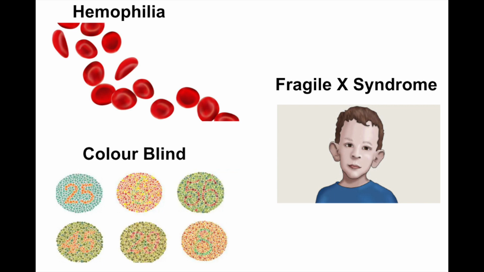Here are 3 examples of X-linked disorders. Hemophilia A is a disorder which affects the factor VIII clotting protein. Fragile X syndrome is characterized by a range of developmental problems ranging from learning disabilities to cognitive impairment. Finally, red-green color blindness involves limited or complete loss of function in the red and green cone photopigments.